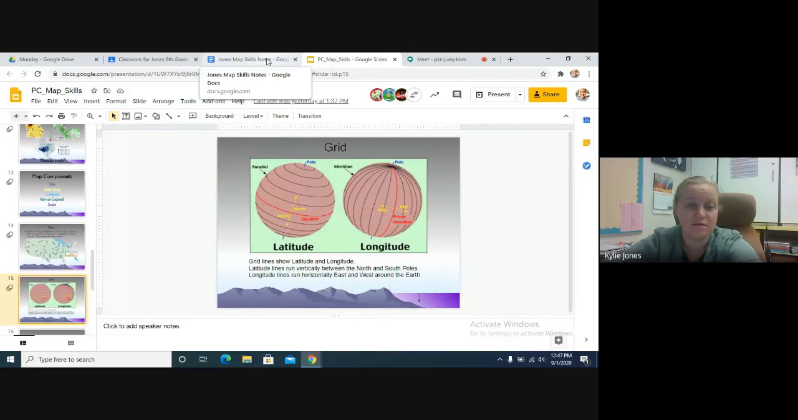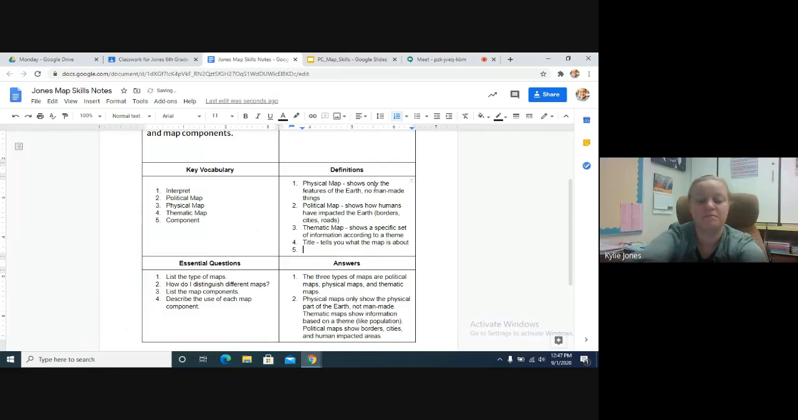Okay, so let's go over to our notes and talk about our grid lines. So for the grid lines, let's start with latitude. Which way does that run? Does latitude run horizontal or vertical? What did it say?